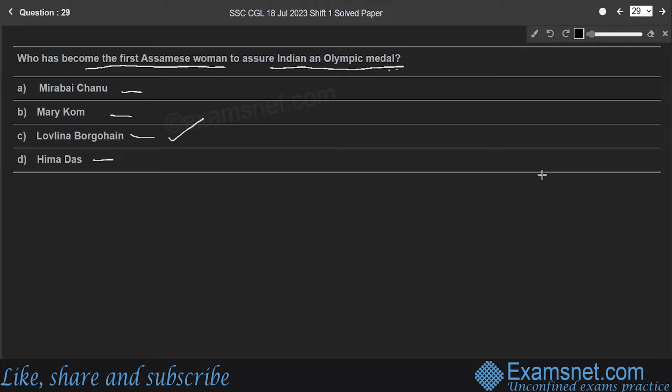Here Lovlina Borgohain has become the first ever Assamese woman and the third Indian boxer to win an Olympic medal, after legendary boxers like Mary Kom and Vijender Singh.